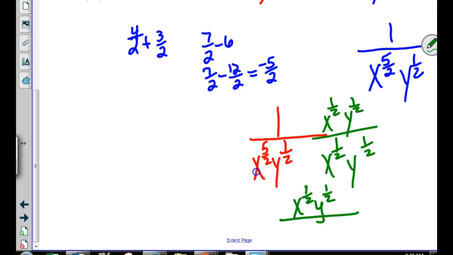But what happens here? X to the 5th plus another 1/2 would be 6/2 or 3. And a y to the 1/2 and a y to the 1/2 would be a y to the 1st. So this is really the square root of xy over x cubed y with no radical in the denominator. But we're not going to do that. Miss Gupta said we don't have to do that anymore. You good? Okay.